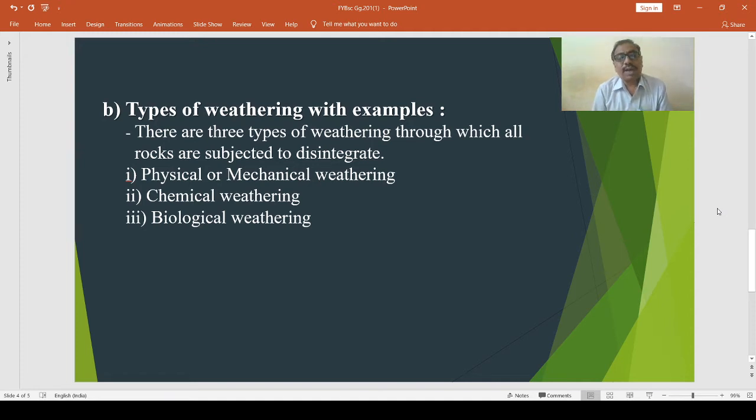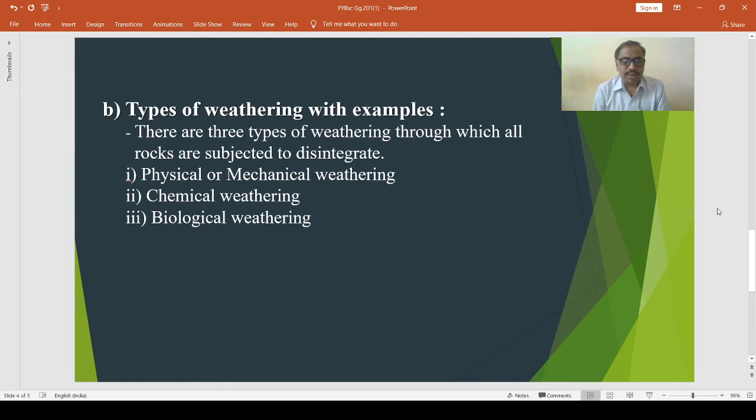There are 3 types of weathering through which all rocks are subjected to disintegrate. And generally, these three types of weathering are physical or mechanical weathering, chemical weathering, and biological weathering. First one is physical or mechanical weathering. That is the weathering that disintegrates rocks without changing their chemical composition is known as mechanical weathering.